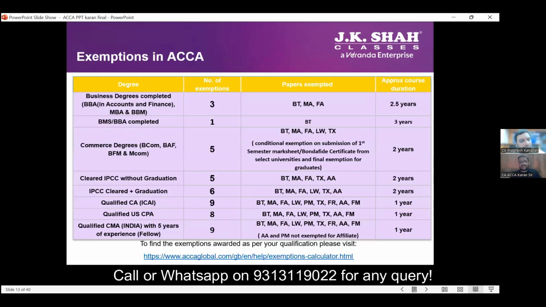Exemptions in ACCA. That too we are done. These are chartered accountants, so 9 papers are exempt for them. So for a chartered accountant, there is an exemption of 9 papers. These are the 9 papers which are exempted for you, which are basically knowledge and skill level papers, and therefore the last 4 strategic professional level papers are pending for you. You can complete the entire course in a period of maximum 1 year.